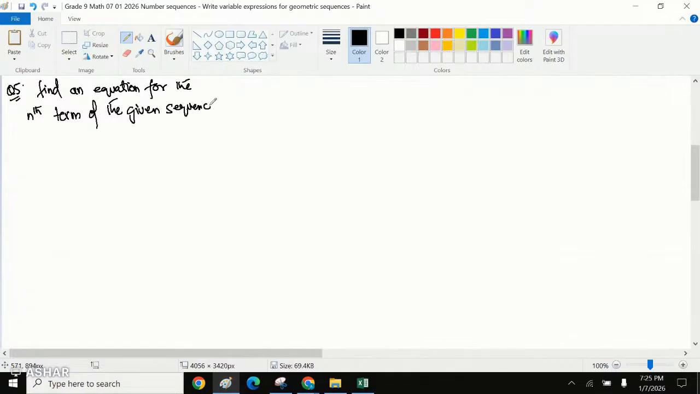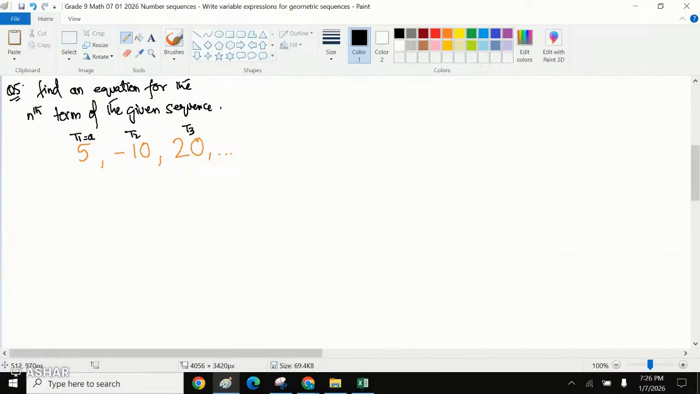Okay, just the same statement, and the terms given are, 1 minute. The sequence given is 5, -10, and +20. Okay, these are the 3 terms given to us. So can we say that the first term is always represented by a? This would be term number 2, this would be term number 3.